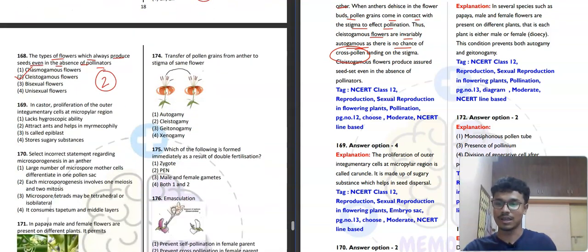169. In castor, proliferation of the outer integumentary cells at the micropylar region lacks hygroscopic ability, attracts ants and helps in myrmecophily, and is called epiblast and stores sugary substances. What happens in castor is that the proliferation of outer integumentary cells at the micropylar region is called caruncle, and it is made up of sugary substance which helps in seed dispersal. So the fourth option will be the correct answer for this question, that it stores sugary substances.